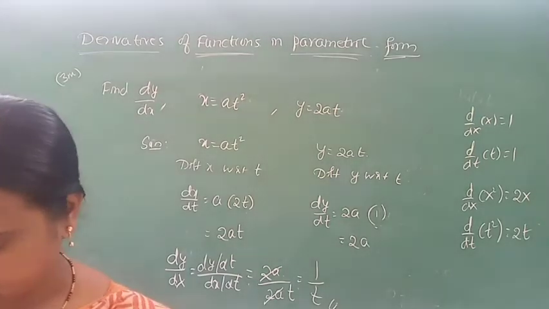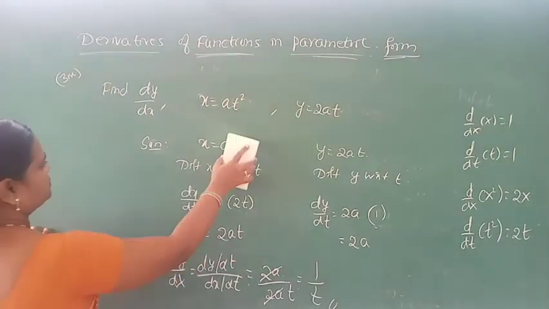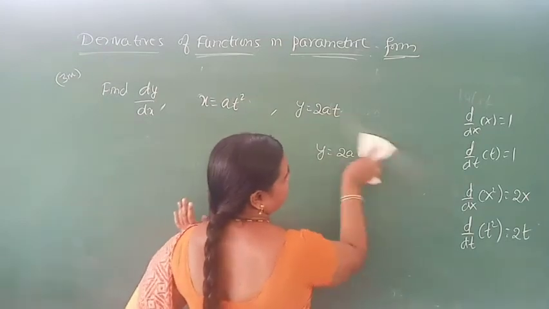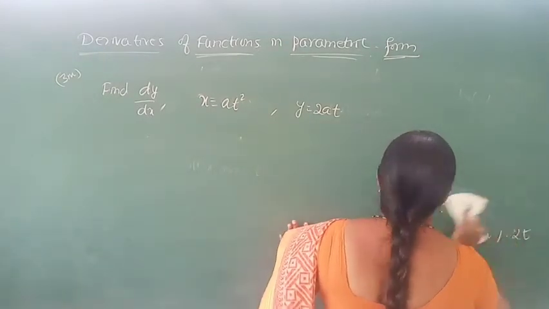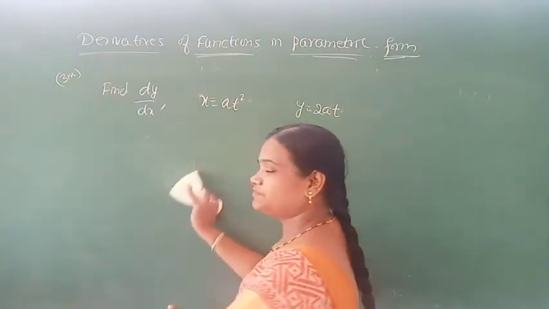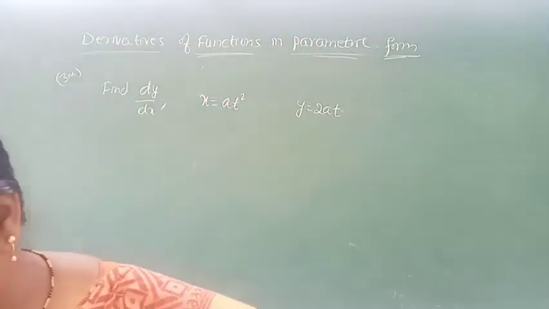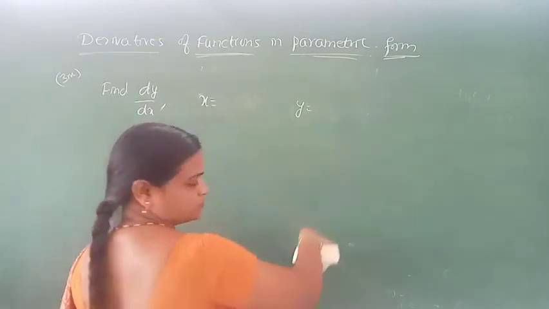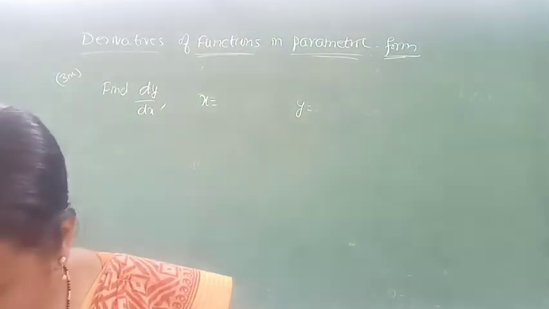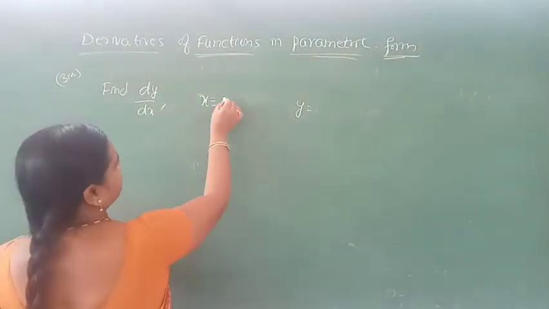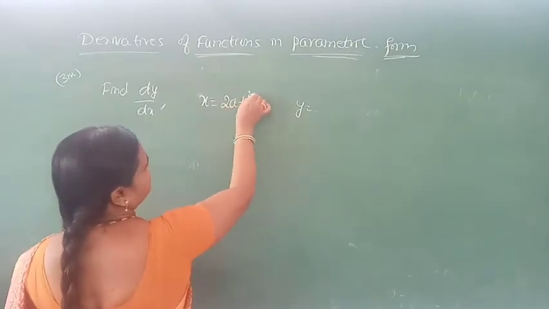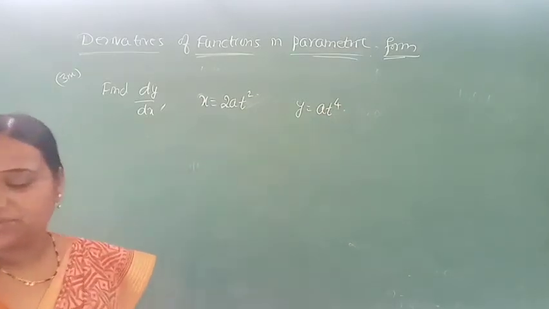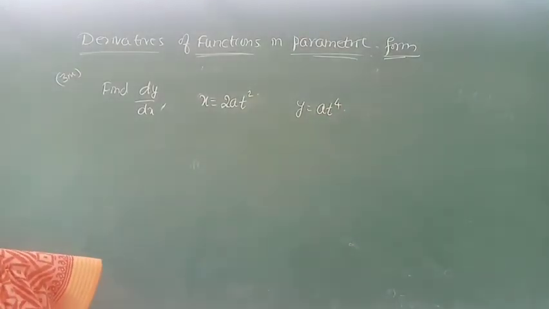Okay, we'll take the next example. x is equal to 2at square. y is equal to at raised to 4.